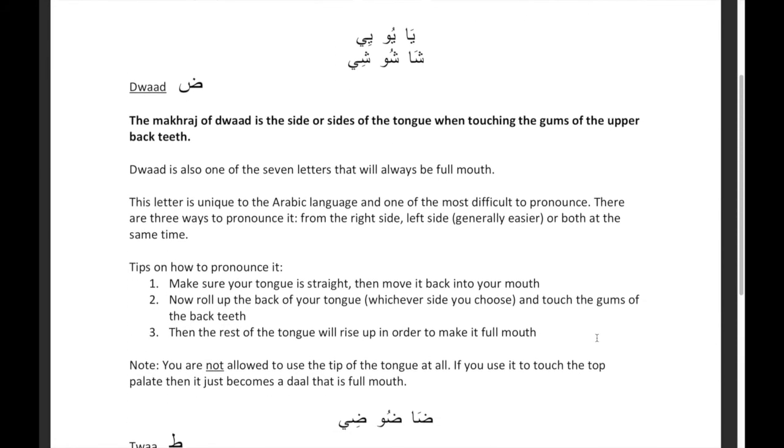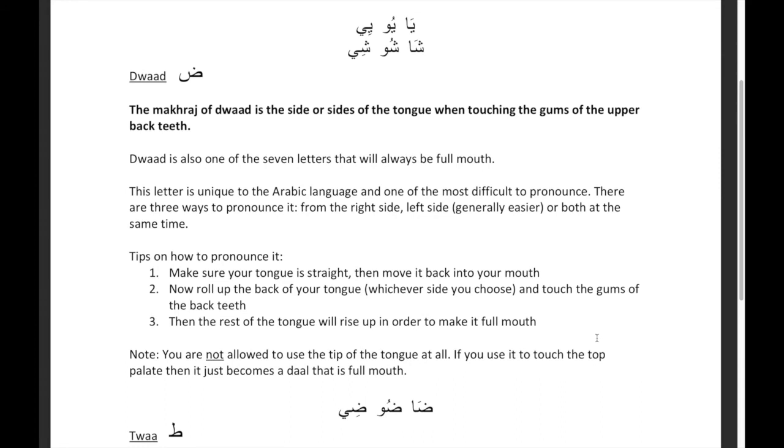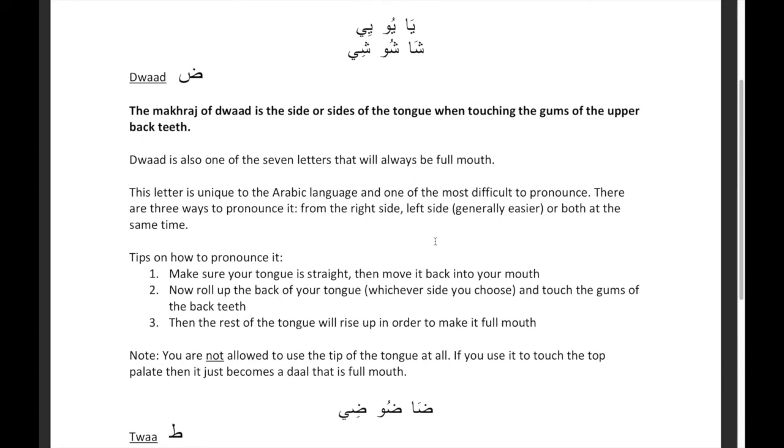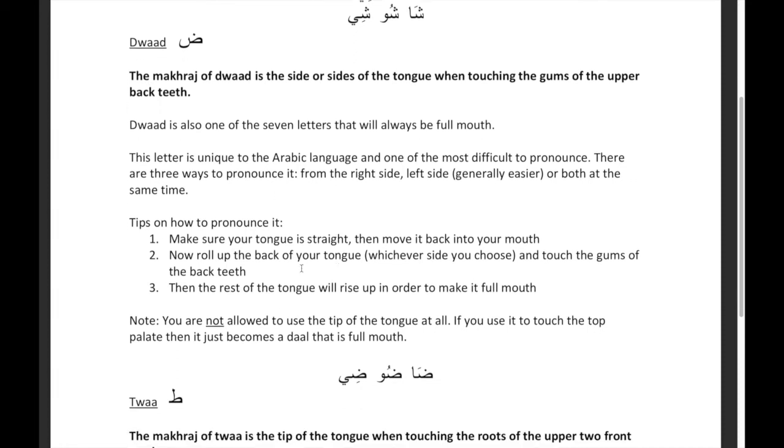Okay, next we have Dhad. The makhraj of Dhad is the center or sides of the tongue when touching the gums of the upper back teeth. Dhad is also one of the 7 letters that will be full mouth. So I believe now we have covered 3 of them. We had Kha, Sad, and this one, Dhad. This letter is quite unique and it's one of the hardest to pronounce, so we have some tips.